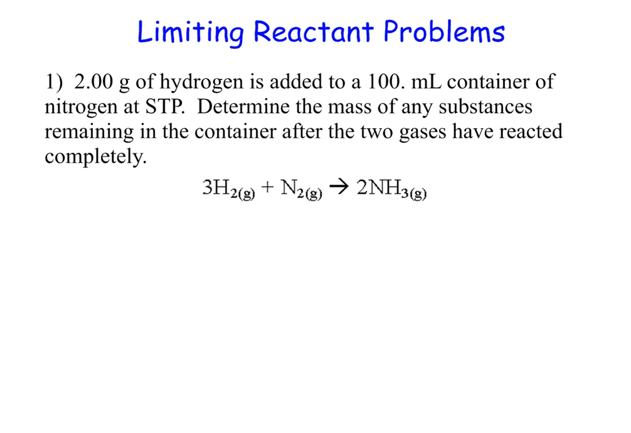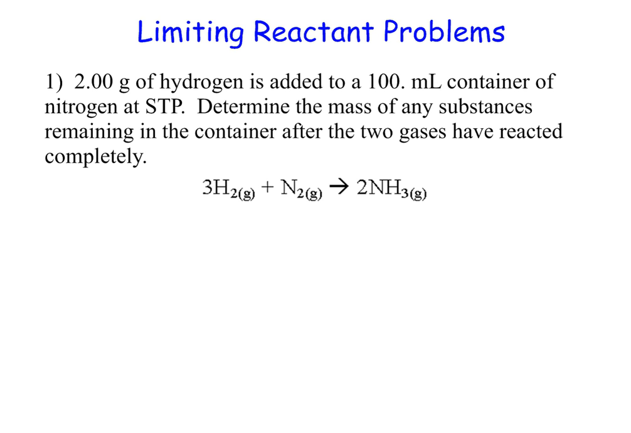So limiting reactant problems are special types of stoichiometry problems. These are going to be problems where you're given amounts of multiple reactants and asked to figure out the amount of product produced, perhaps the amount of excess reagent that is left over, or even how much of the limiting reactant you would need to combine with all of the excess reagent.